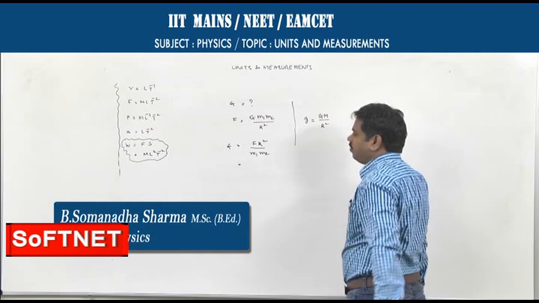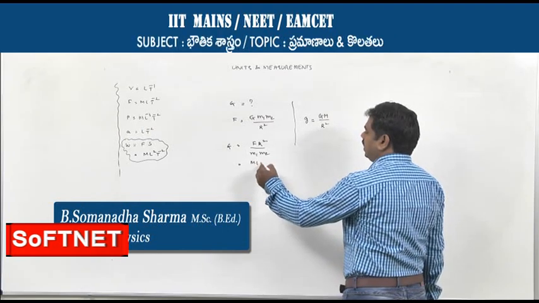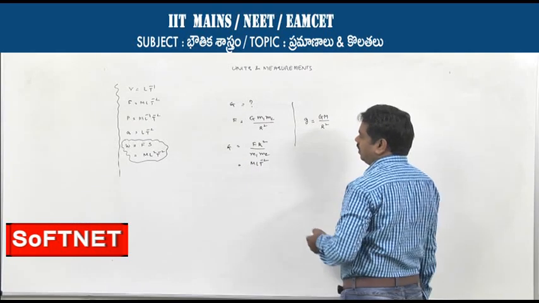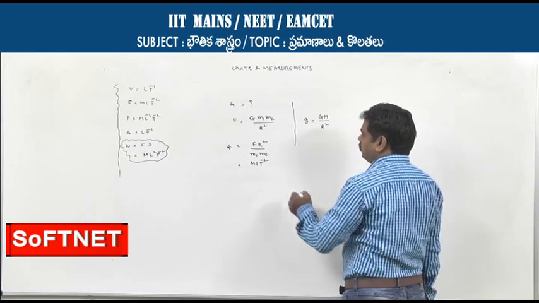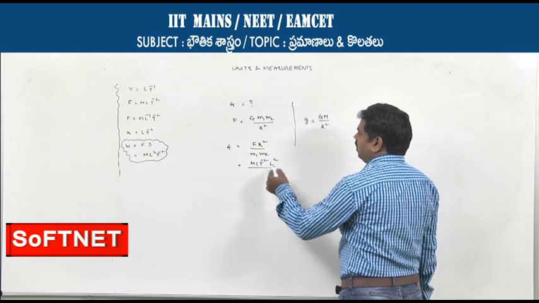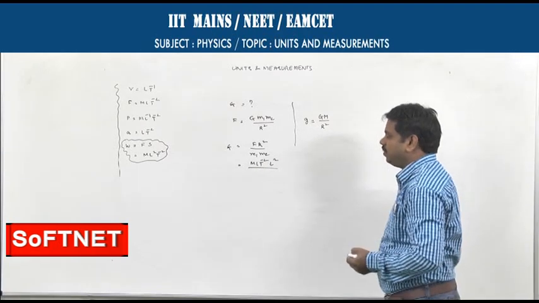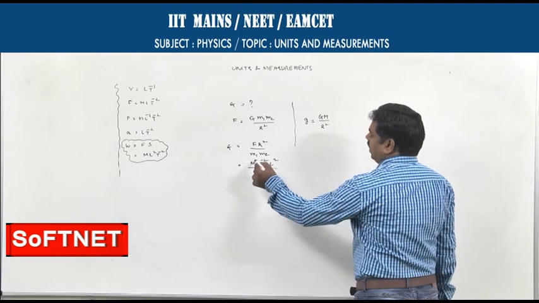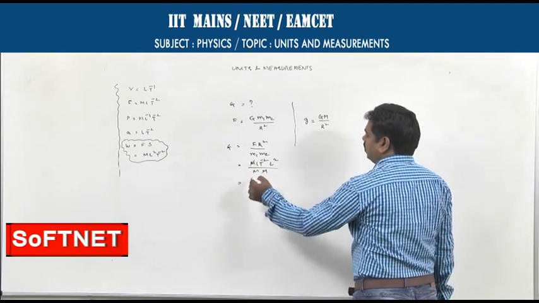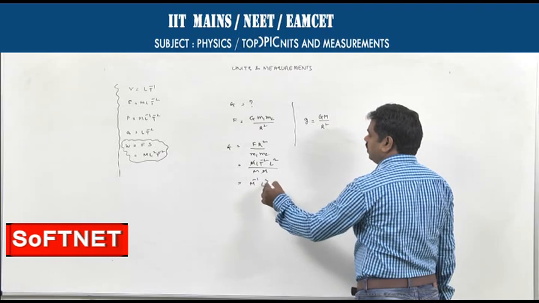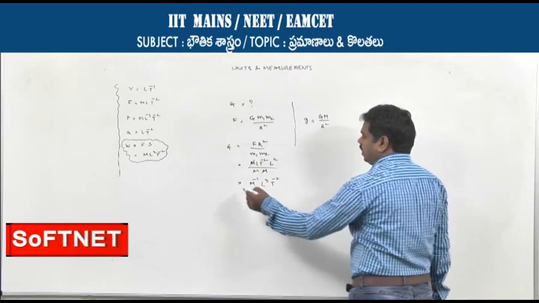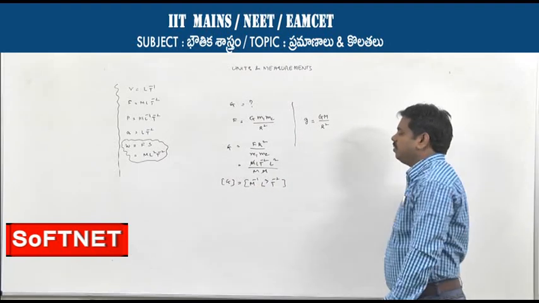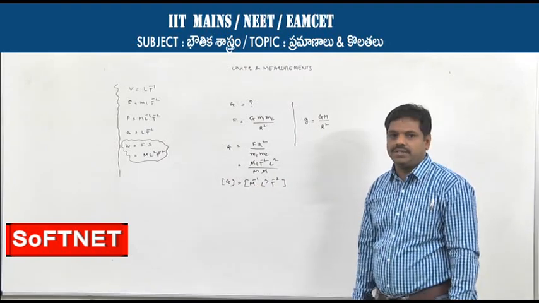The dimensional formula of the force is MLT^-2. Already we know, we derived that, and r is nothing but a distance, so that is L^2. m1 and m2 are the masses, so we can write M and M. So here one M gets cancelled, then simply you will get M^-1L^3T^-2. This is the dimensional formula of the universal gravitational constant.